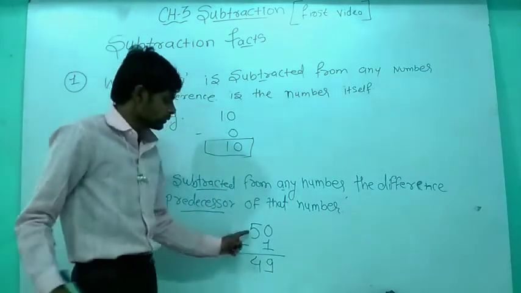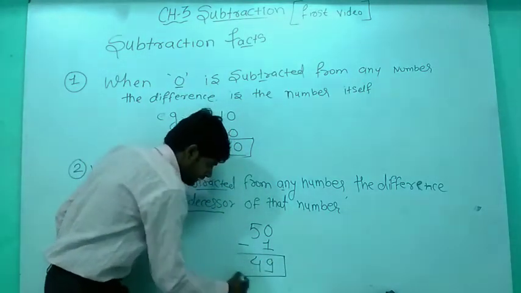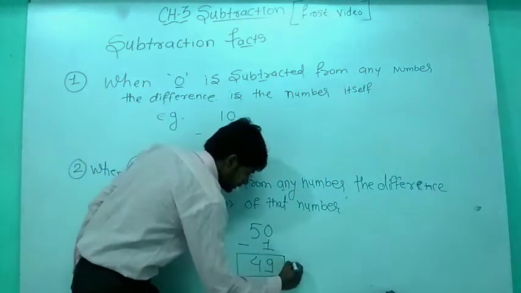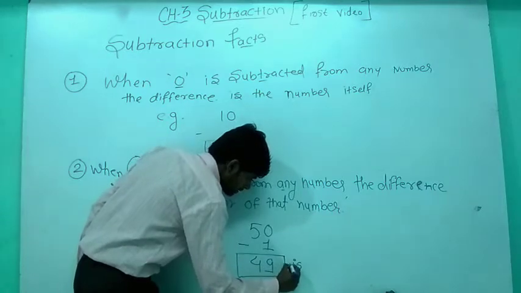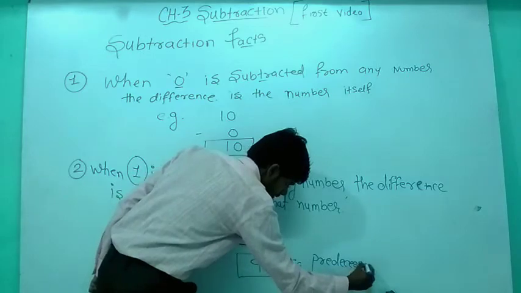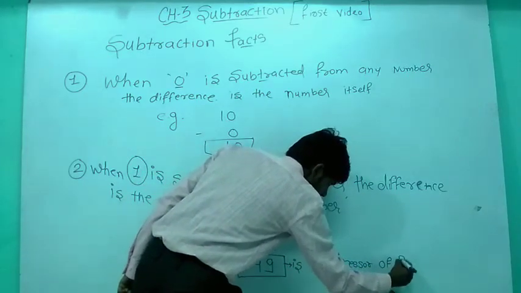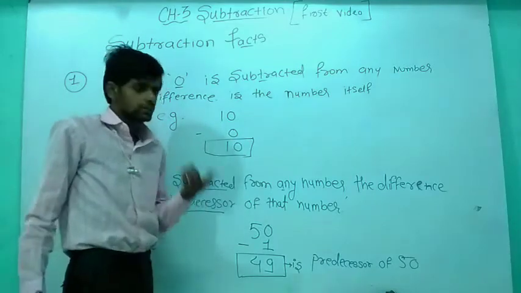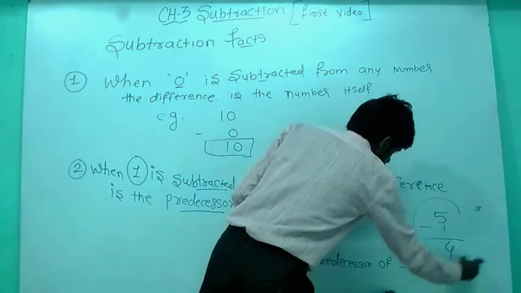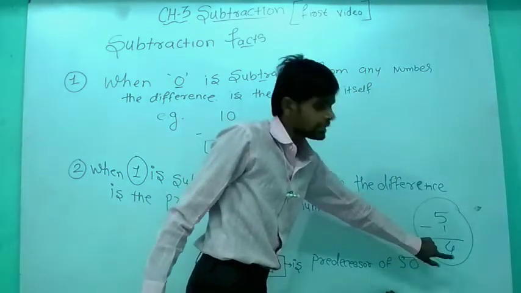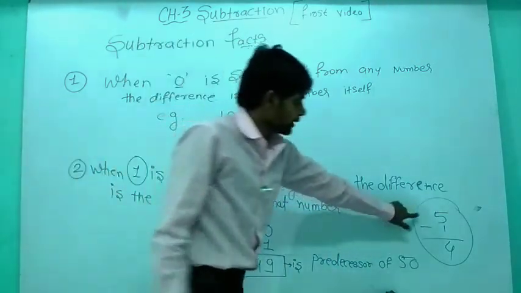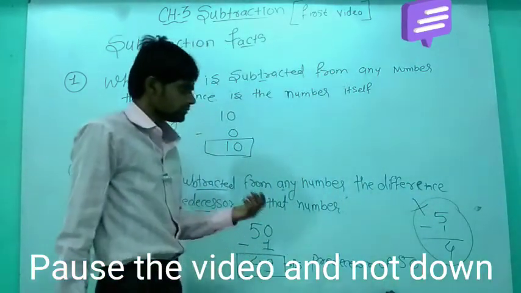Okay, so this 49 is the predecessor. 49 is the predecessor of 50. Understood? Simple. If I take the example 5 minus 1, you will get 4, and 4 is the predecessor of 5. Don't write this example, or you can write.